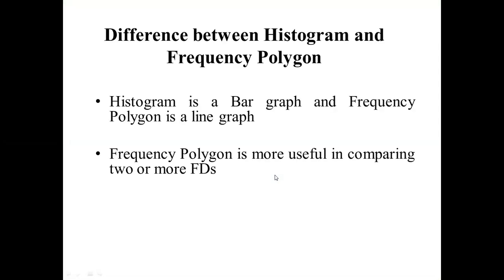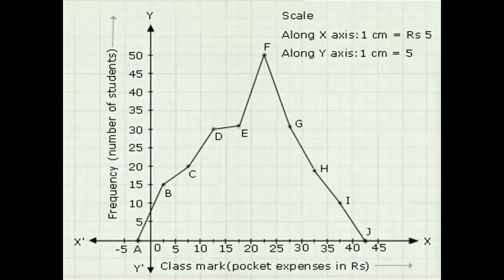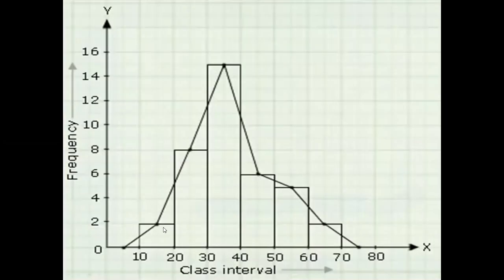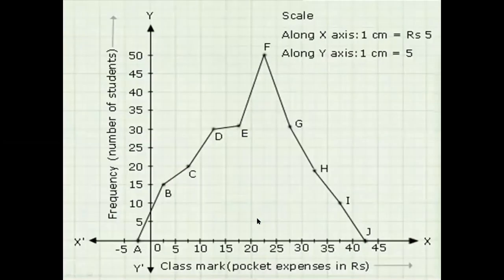So let us try and understand what are the differences between histogram and frequency polygon. So histogram is a bar graph. It is pretty evident from what we have seen, and frequency polygon is a line graph. So when you look at the frequency polygon, this is a frequency polygon, the line graph which you have drawn, and not the histogram. Here this is just for reference sake that you have considered the histogram, but otherwise this is how the frequency polygon looks like.